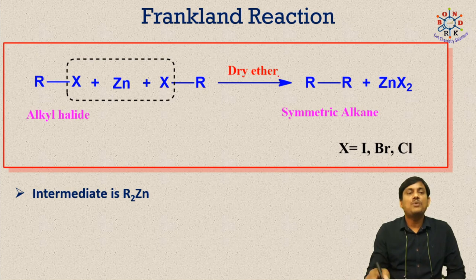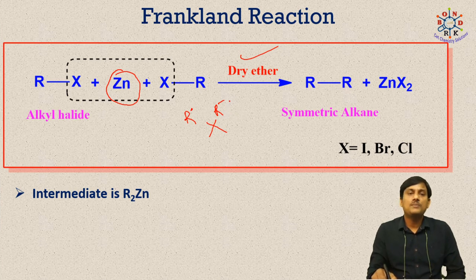Frankland reaction, it's a modification of Wurtz reaction. It is also a coupling reaction between two alkyl halides. In this case, the metal is zinc in dry ether. Here there is a formation of symmetric alkane. In this mechanism, there is no formation of free radical or carbanion. These intermediates will not be formed in Frankland reaction. But in this mechanism, there is a formation of an intermediate organometallic compound, that is dialkyl zinc.